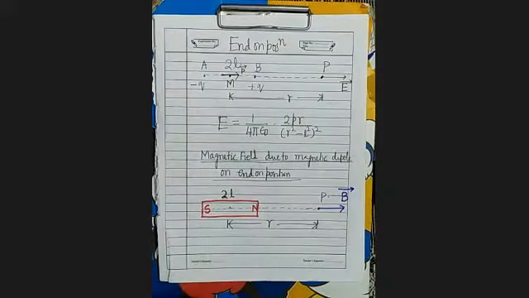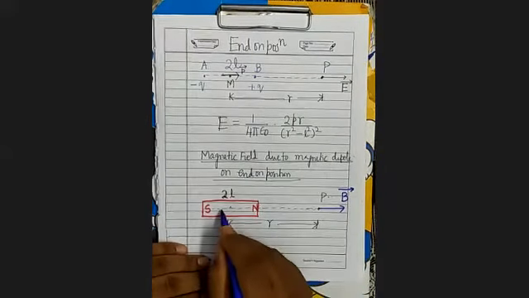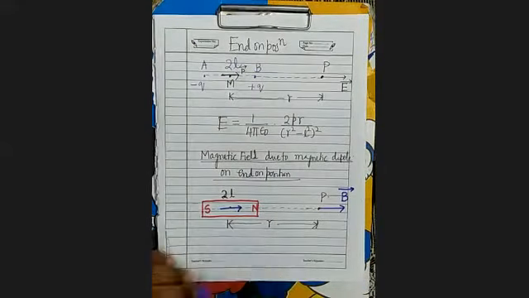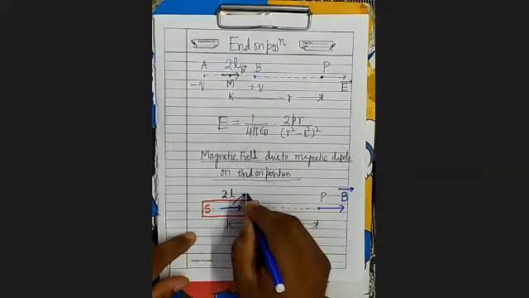What is the direction of magnetic dipole moment? It is from this to this. This is the direction of magnetic dipole moment.